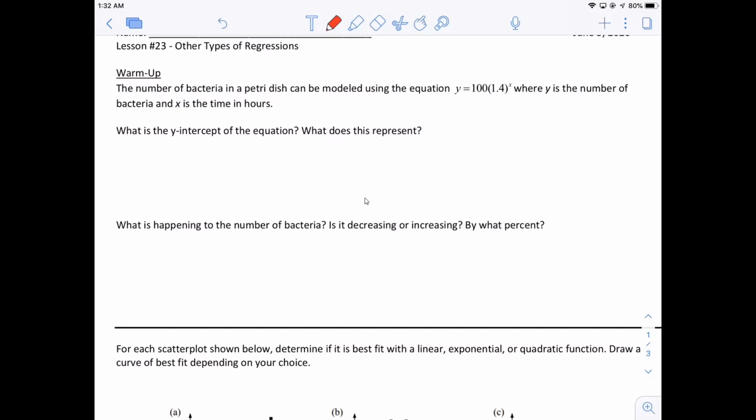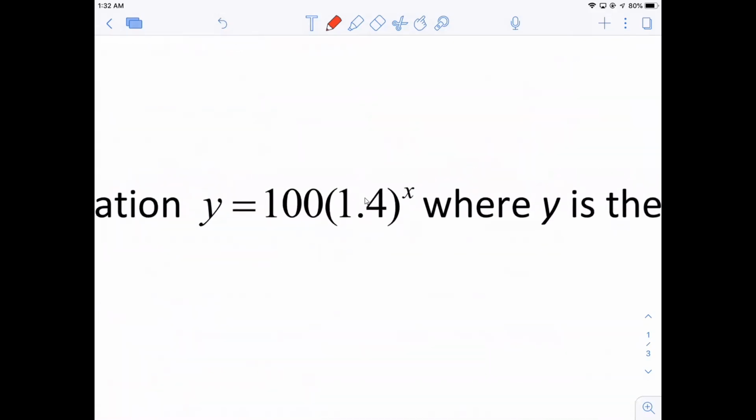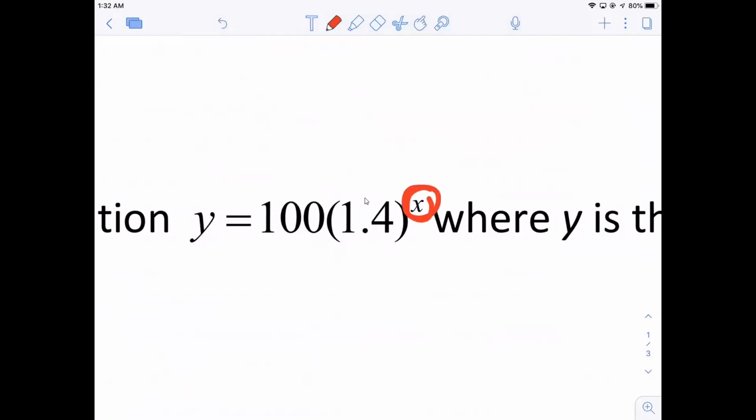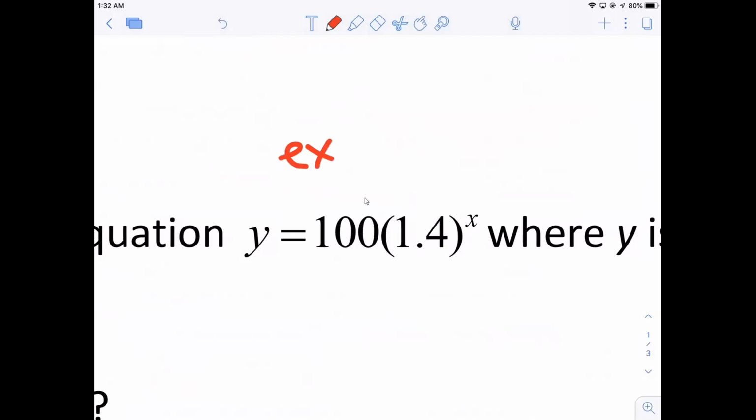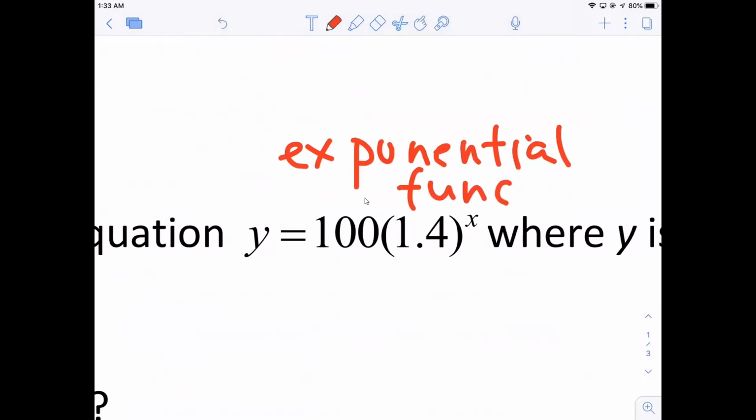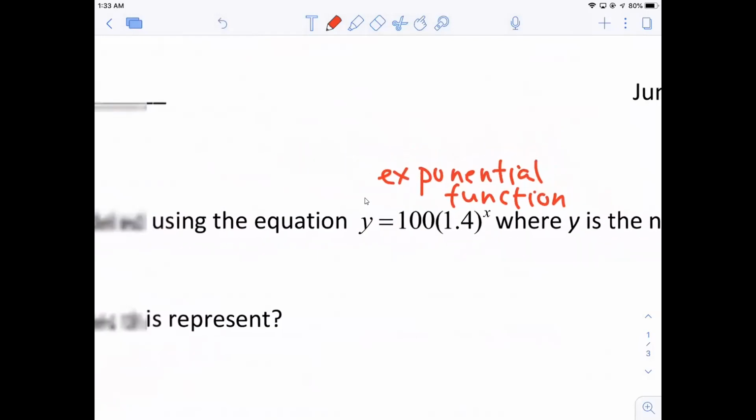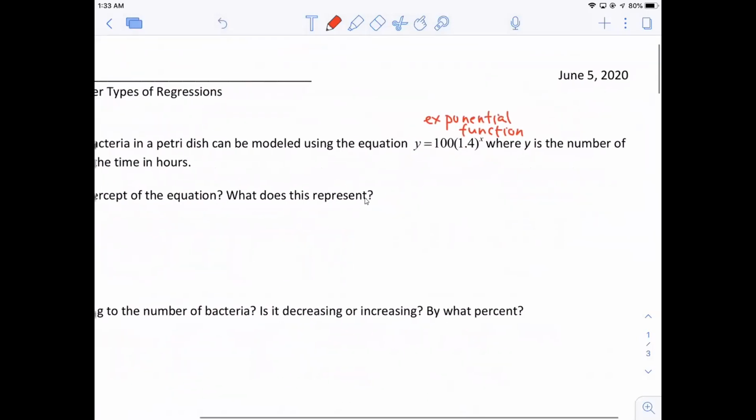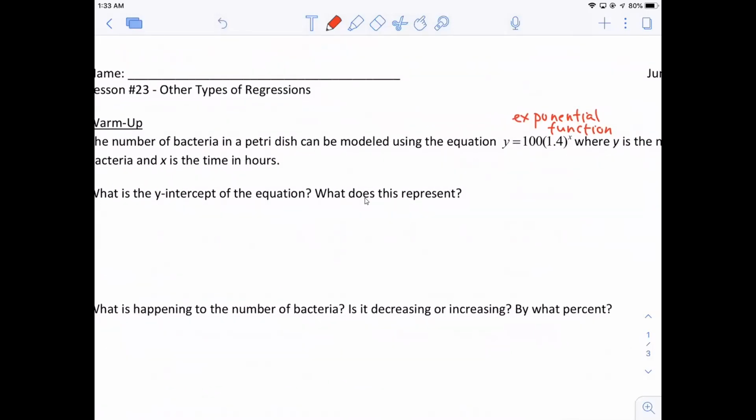All right, so the number of bacteria in a petri dish can be modeled using this equation, where y is the number of bacteria and x is the time in hours. What is the y-intercept? What does this represent? Do you guys remember an equation where the x is the exponent, right? We call this an exponential function, right? So it's not linear, it's exponential. So what is the y-intercept of the equation?